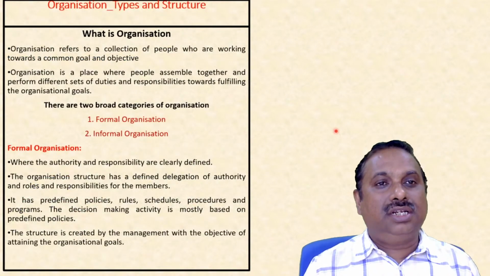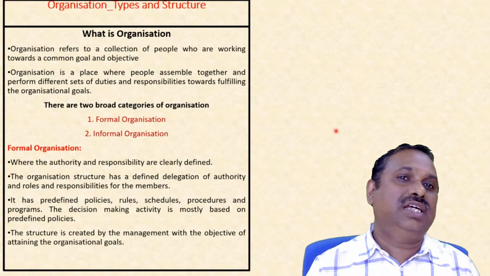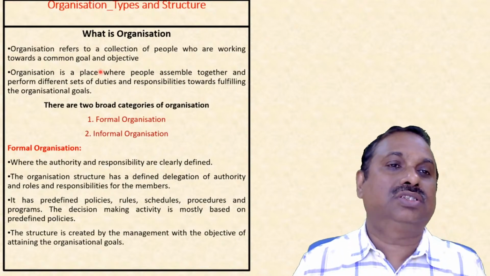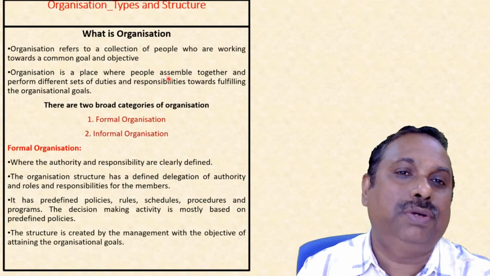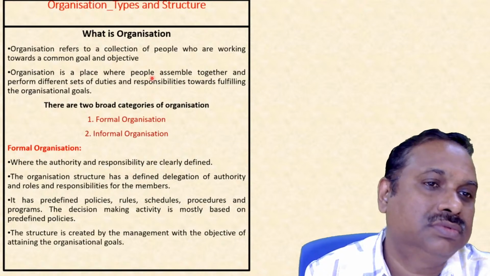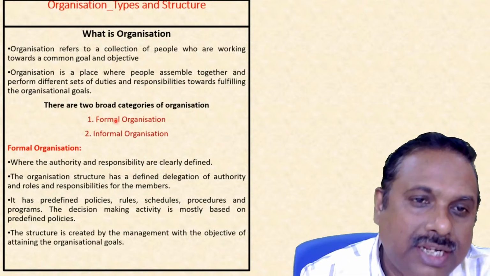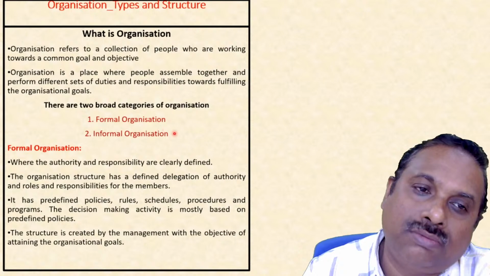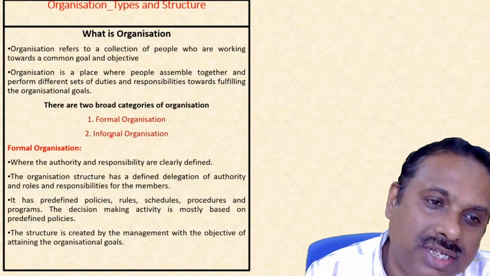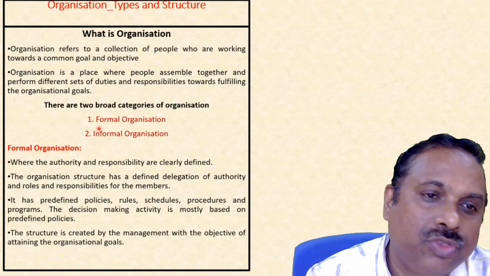Then we'll see the different types of organizations and the structure. Organization refers to a collection of people who are working towards a common goal and objective. There are two broad categories of organizations: one is formal, another is informal. First we'll study formal organizations, then informal.